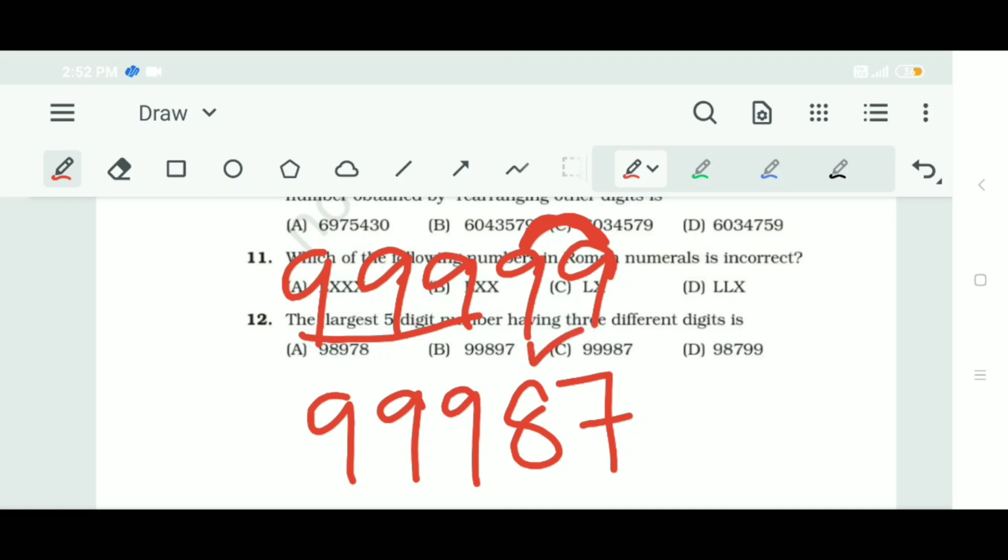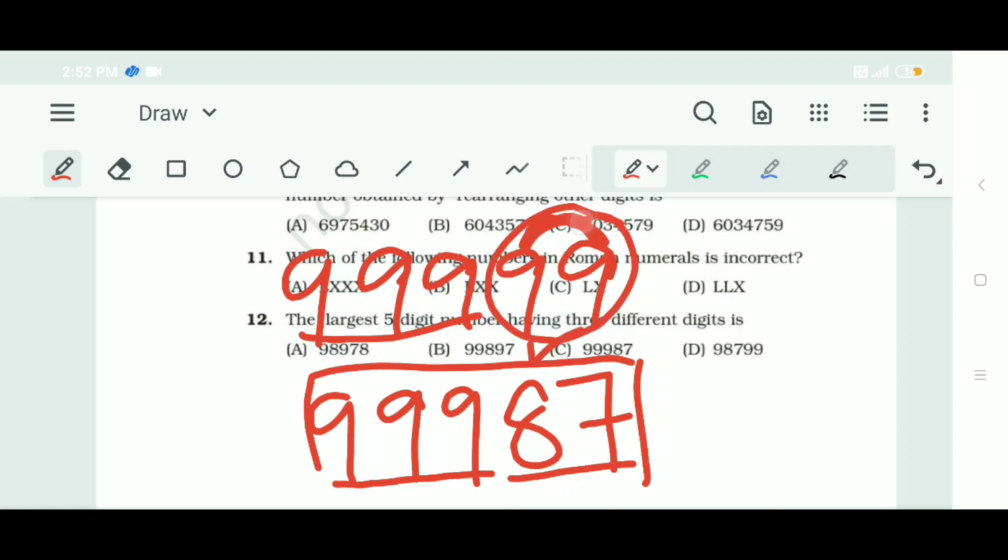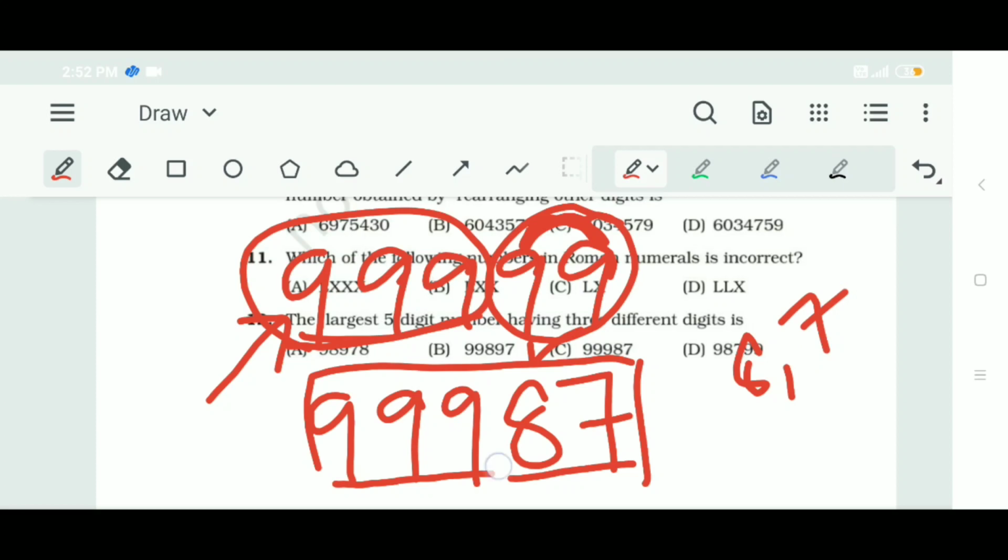Here you have to find 99987 is the largest 5-digit number having 3 different digits. Okay, why we have changed these 2 digits only? Because already we have got 9, means we have got one kind of number, greatest number. Then we have to find the next greatest numbers, means 8 and 7 we have to put. So we have put afterwards and we have got 99,987. This will be the correct answer.